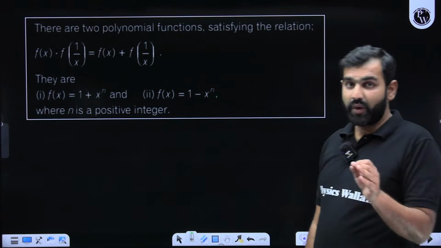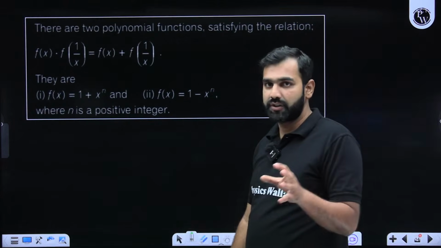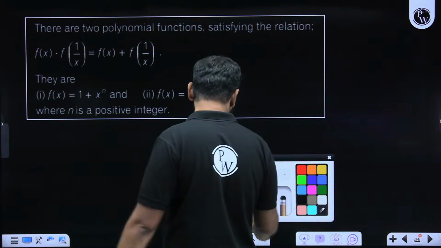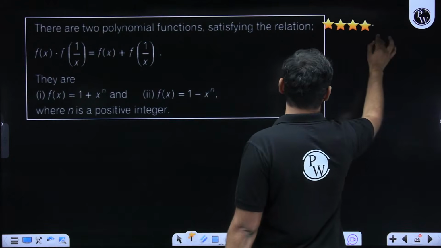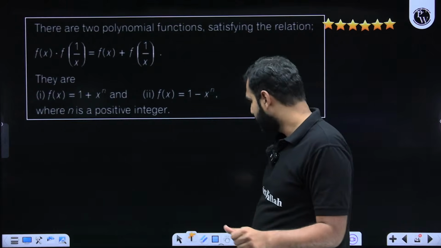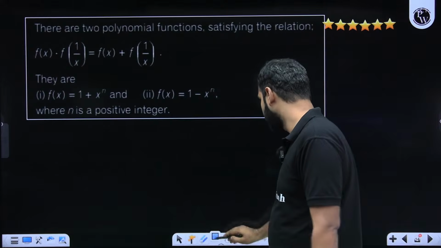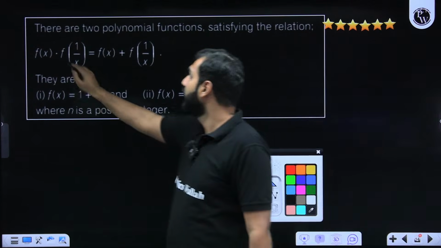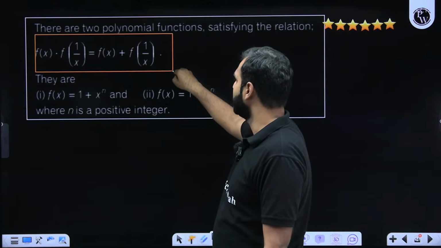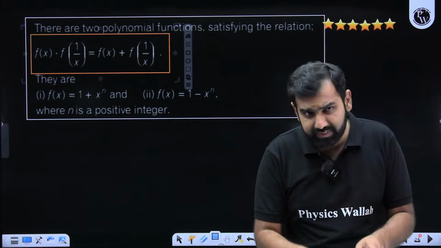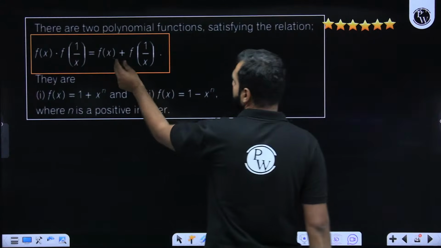This is something very crucial, related to functional definitions. Questions based on this particular concept are asked by IIT JEE. So if I could simply highlight it, do remember it. What is the funda here? Whenever you see a function defined in this format, that is, if a function fulfills this definition, f(x) into f(1/x) is equal to f(x) plus f(1/x).